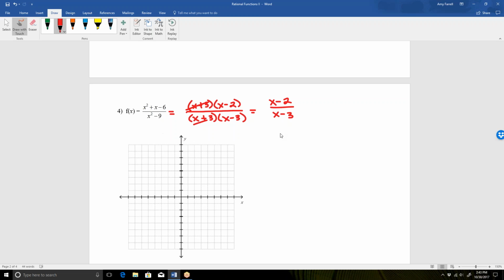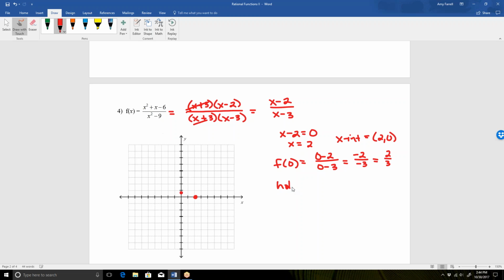To find the x-intercepts, we find the zeros of the numerator of the reduced function. And so we have one x-intercept at 2, 0. So 2, 0 is our x-intercept. To find the y-intercept, we find f of 0. You can use the reduced function, or you can use the original. Either way, you're going to get the same answer. I'm getting negative 2 over negative 3, which is 2/3. Negative divided by a negative is positive. Put that right there.